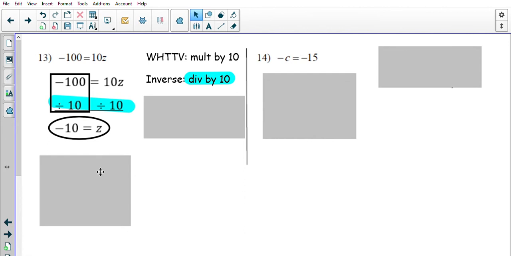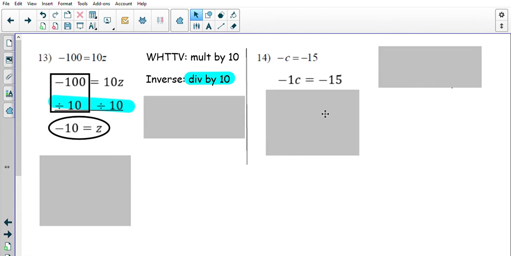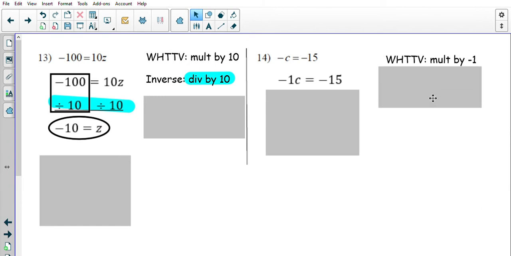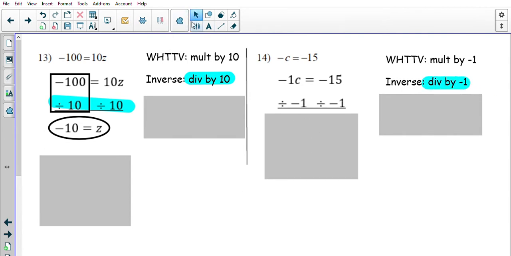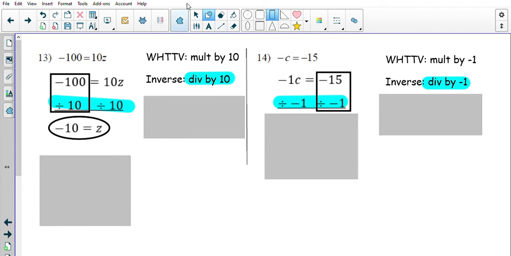All right, I want to take a close look at number 14 because this one's a little different. Negative c equals negative 15. What I would do is rewrite this as negative 1c equals negative 15. Put a coefficient in front of the variable. Then what's happening to the variable is we're multiplying by negative 1. The inverse of that is to divide by negative 1. So we're going to divide both sides by negative 1. Negative 15 divided by negative 1 is going to get us a solution of c equals 15.